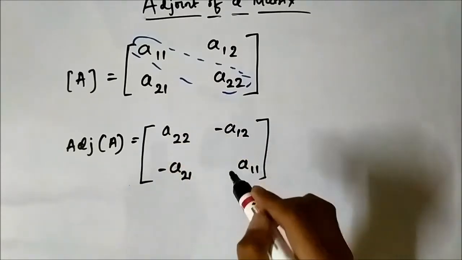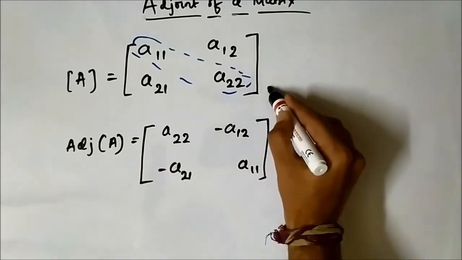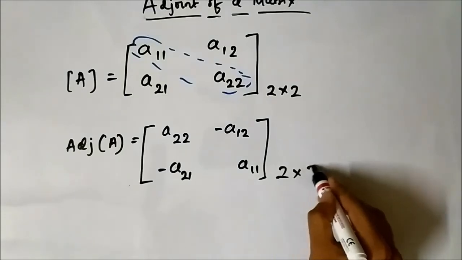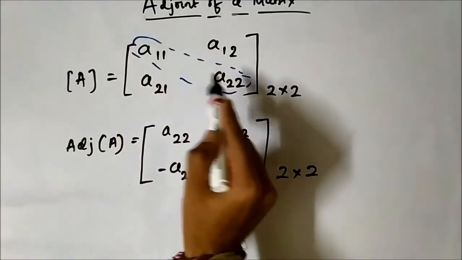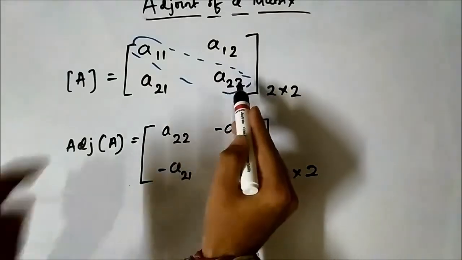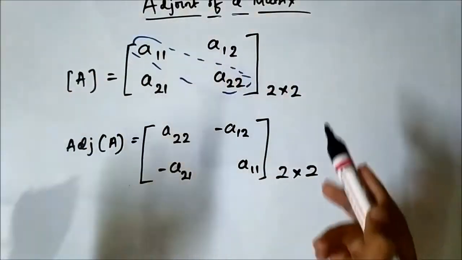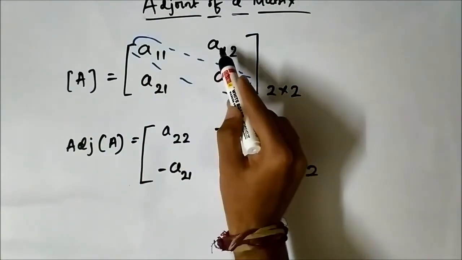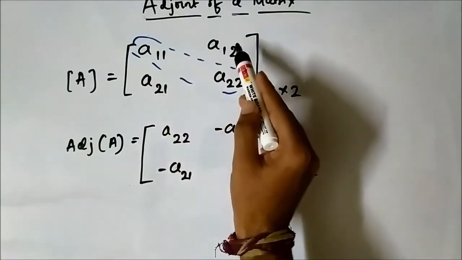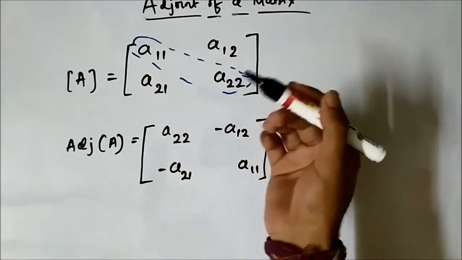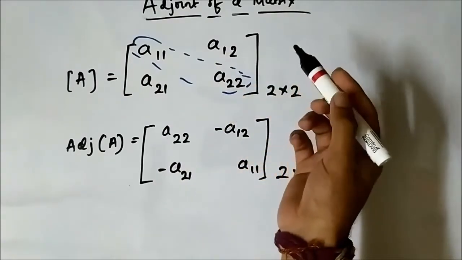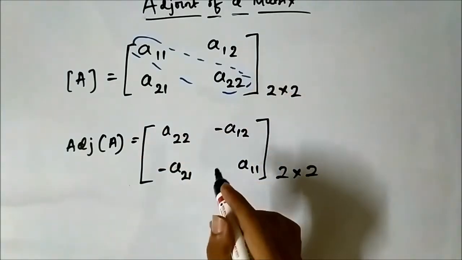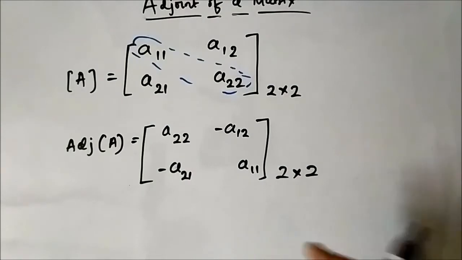So here we have the adjoint of the above 2 cross 2 matrix. The trick is the principal diagonal elements A11, A22 switch their places, while the other diagonal elements have their signs inverted. If it is a positive number, it becomes a negative number. If it is a negative number, it becomes a positive number. But their magnitude stays the same.